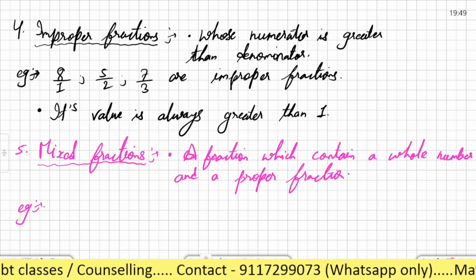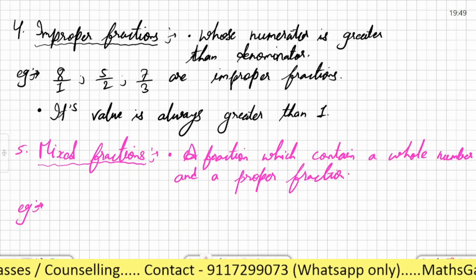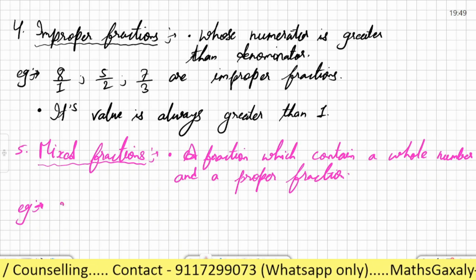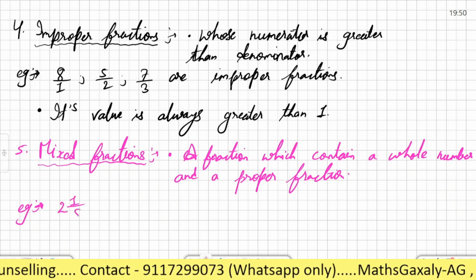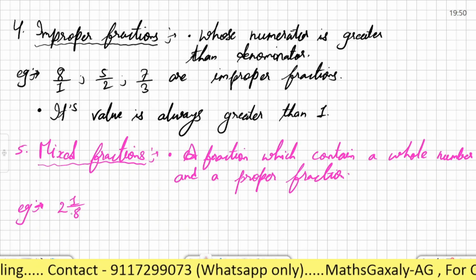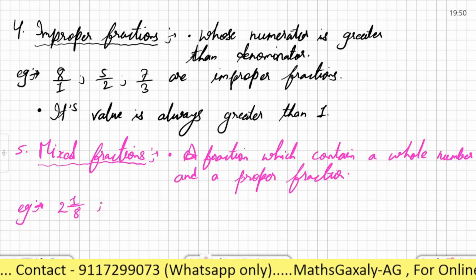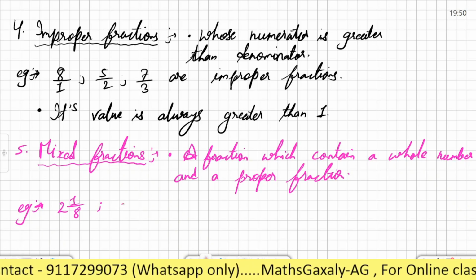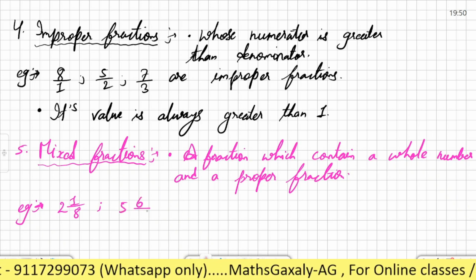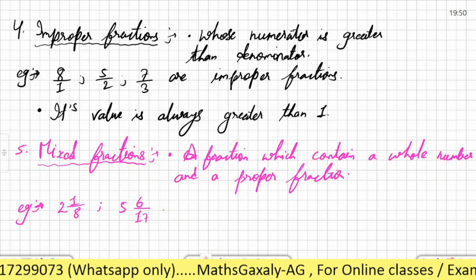As an example, 2 1 by 8, 2 whole 1 by 8. Okay, it will be read as 2 whole 1 by 8. Then 5 whole 6 by 17, 6 by 17. Very good, etc.